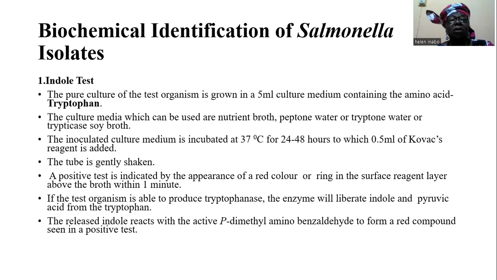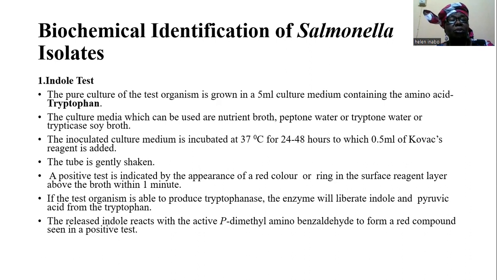The inoculated culture medium is incubated at 37 degrees Celsius for 24 to 48 hours, to which 0.5 mL of Kovac's reagent is added. The tube is shaken. A positive test is usually indicated by the appearance of a ring in the surface reagent layer or a red color above the broth within 1 minute.